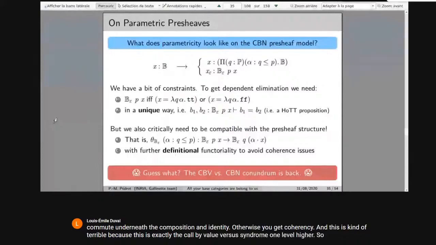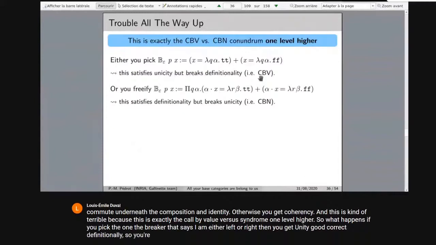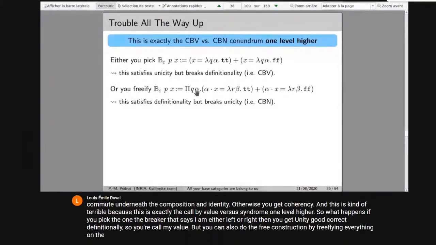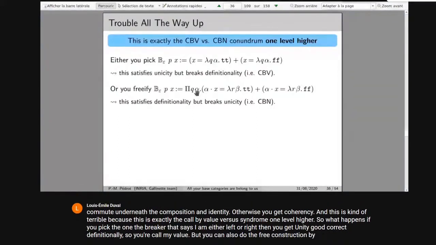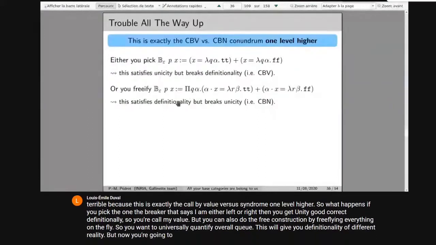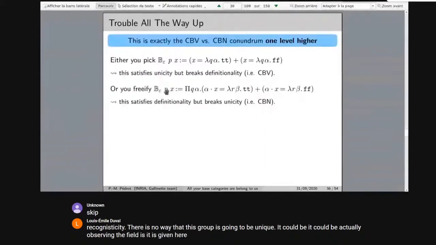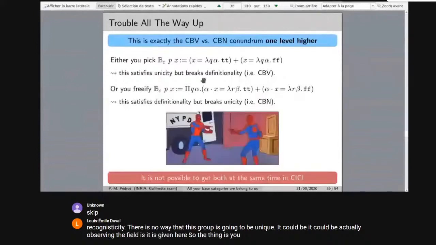So what happens if you pick the predicate that says I am either left or right? Then you get unicity, good, but you break definitionality, so you're call by value. But you can also do the free construction by freely defining everything on the fly. So you universally quantify over all q. This will give you definitionality of the functoriality. But now you're going to break unicity. There is no way that this proof is going to be unique. It could be actually observing the q it is given here. So the thing is, you cannot get both at the same time in CIC. So you're kind of stuck.